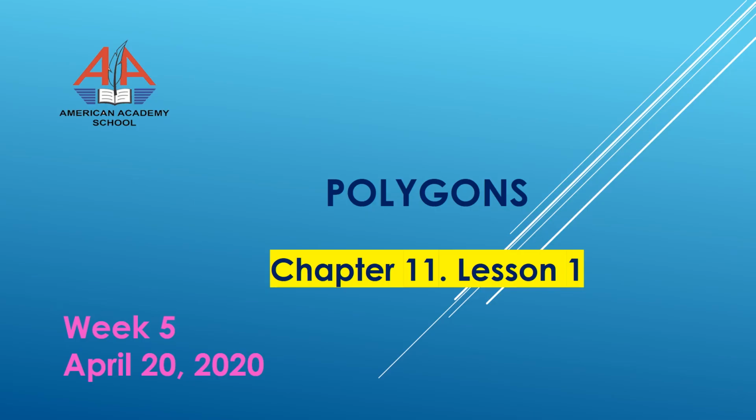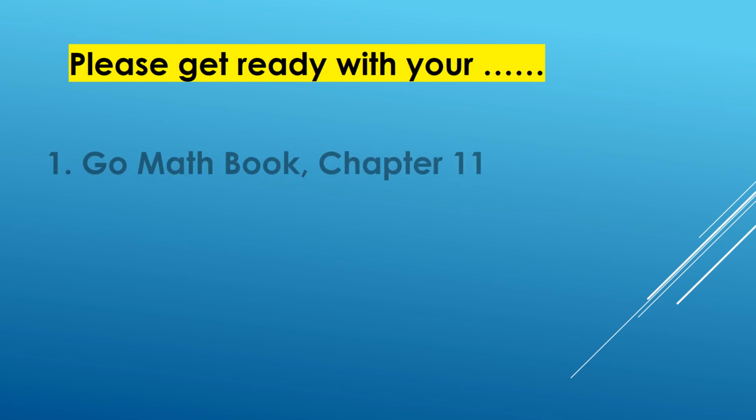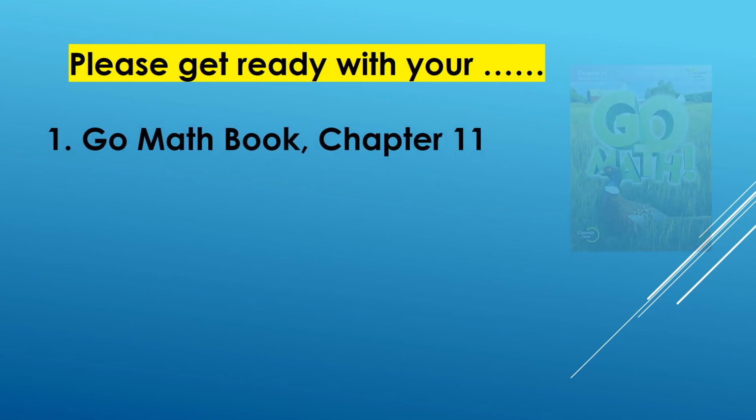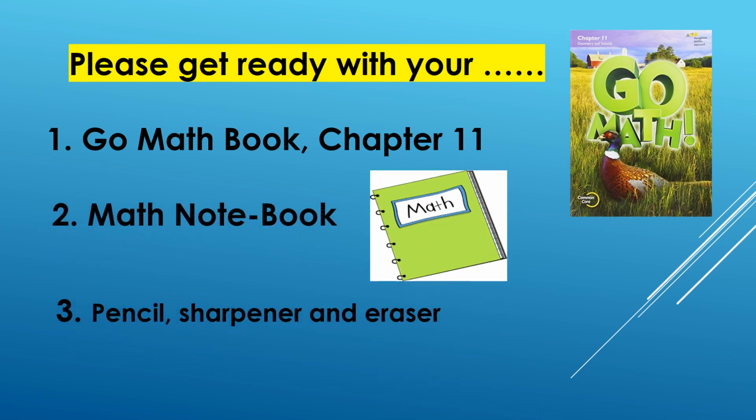So, are you ready to start the lesson? Okay, let's go. Polygons, chapter 11, lesson 1. Remember, this is week 5, April 20, 2020. Now, what's the learning objective for this chapter and for this lesson? How to identify and classify polygons. We have so many polygons that we will learn about today. Please get ready with your Go Math book, chapter 11, your math notebook, your pencil, sharpener, and eraser.